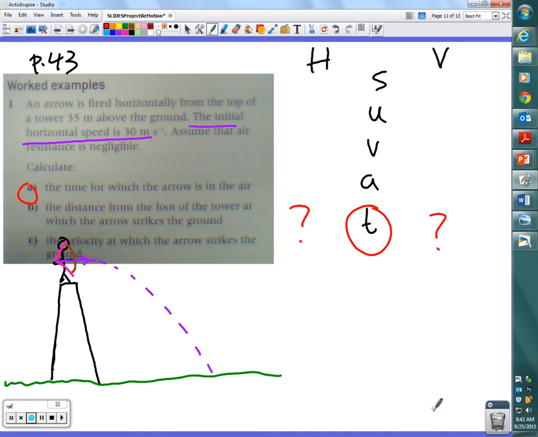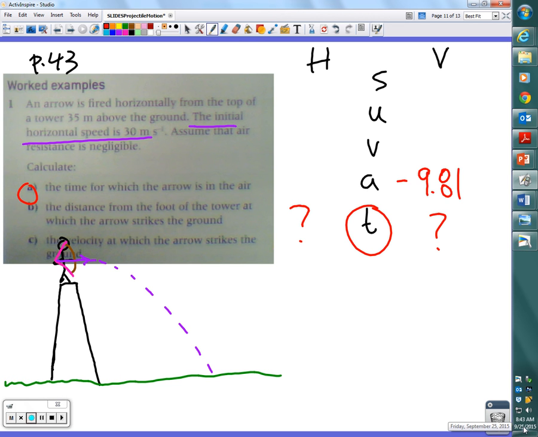There is one row that we can fill in right away every time we do a 2-dimensional motion problem, and that row is acceleration. We said there is only one force affecting the motion of this arrow once it leaves the bow. And what is that force? Gravity. We know the acceleration that gravity causes. It's 9.81, and here we would call it downward. That means the vertical acceleration is going to be negative 9.81.